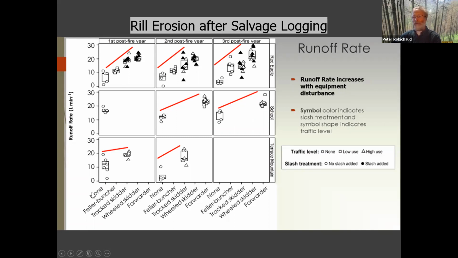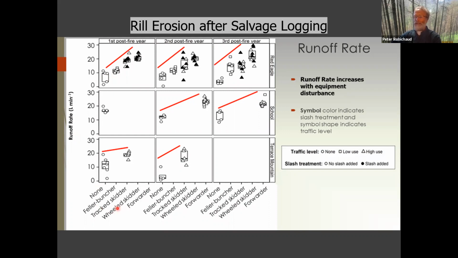On the y-axis is the runoff rate. On the x-axis down here are the different types of skidders: feller buncher, tracked, wheel, forwarder. And over here we have our different sites: the Red Eagle, the School fire, and the Terrace Mountain. And at the very top, I'll use a laser pointer, we have post-fire year 1, post-fire year 2, and post-fire year 3. So this is runoff rate, liters per minute. So 10 liters, so 10 water bottles per minute, 20 water bottles per minute. Think of it that way.